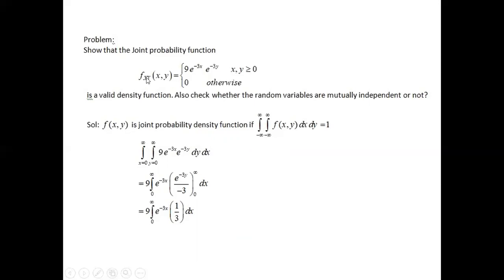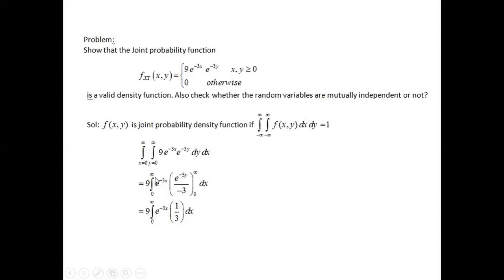So first of all, I'll check whether this function is a valid function or not. That means whether it is a probability density function or not. The function is said to be a probability density function if integration minus infinity to plus infinity, integration minus infinity to plus infinity, f of x comma y dx dy equals 1. So double integration x equal to 0 to infinity, y equal to 0 to infinity, 9 into e power minus 3x into e power minus 3y dy dx.